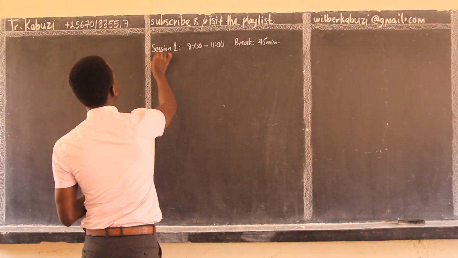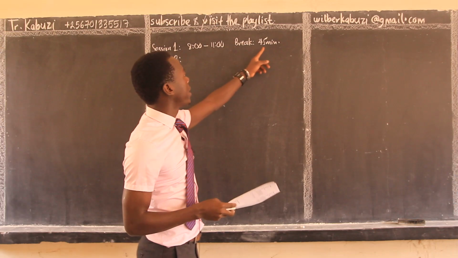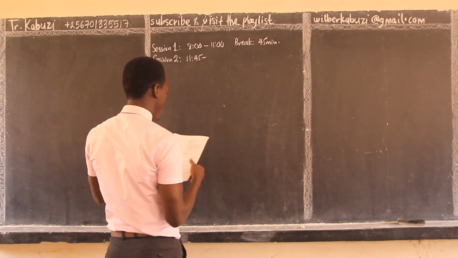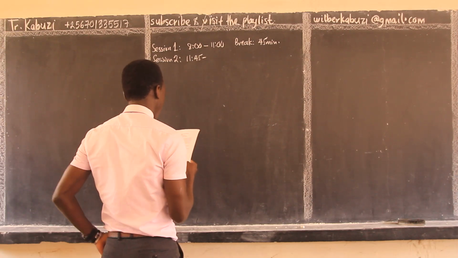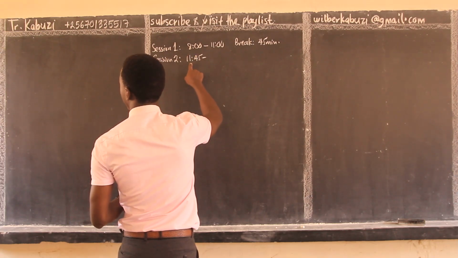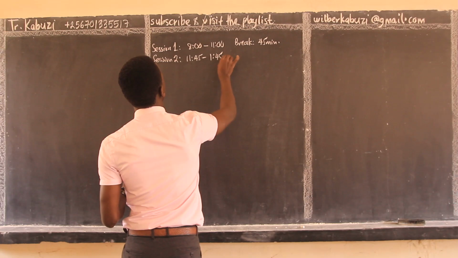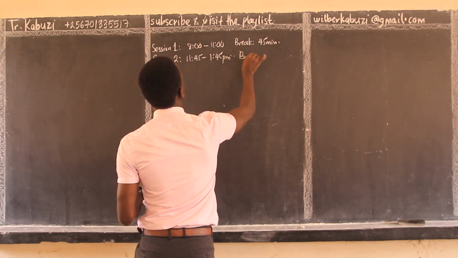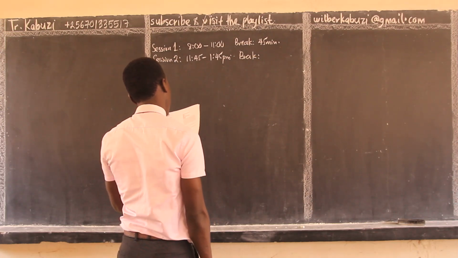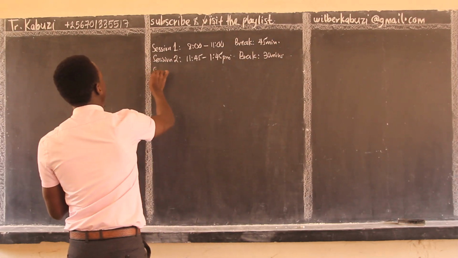Then session 2. Now from here, if we add 45 minutes to this, we shall be having 11:45. Session 2 is for 2 hours. So if I add 2 hours here, I'll be having first of all 12:45, then 1:45. That will now be PM, which will be followed by a break of 30 minutes. Then we come to session 3.